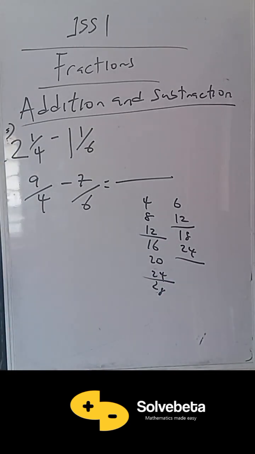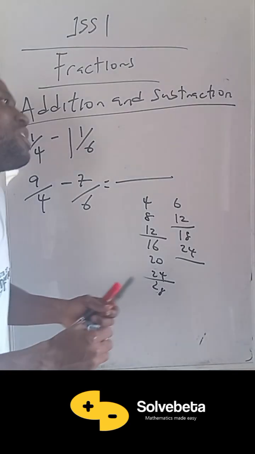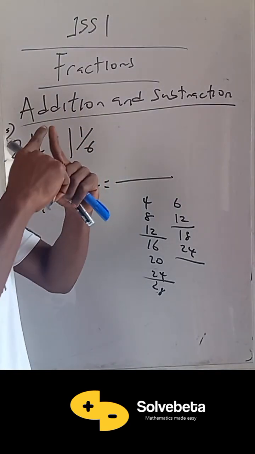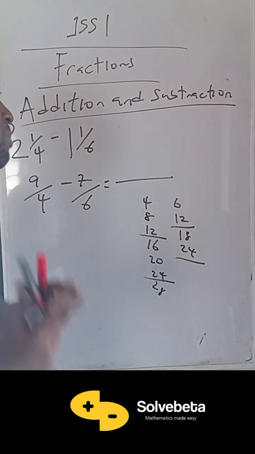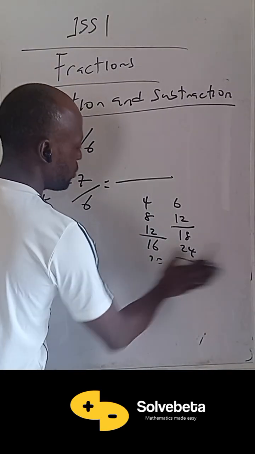Although if you use any common multiple, you still get your answer. But it's just that you would have a fraction that you need to reduce to the lowest term. So always go for the lowest common multiple, the LCM. So the LCM is 12. I quickly spotted that.